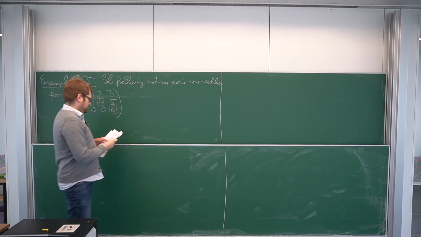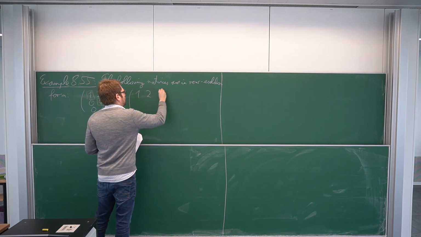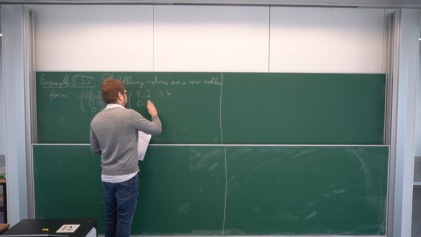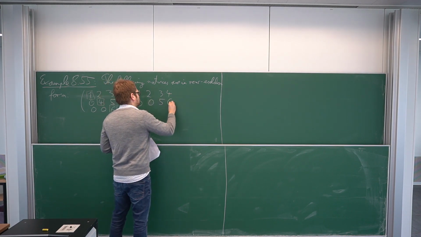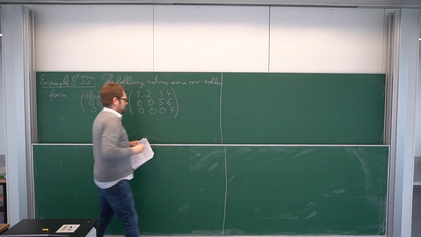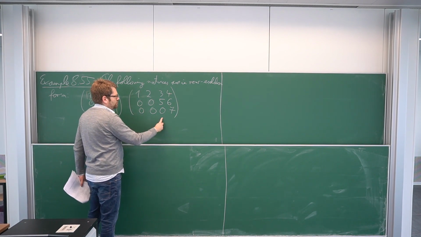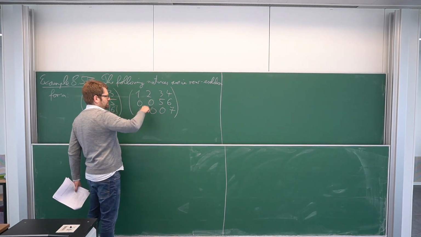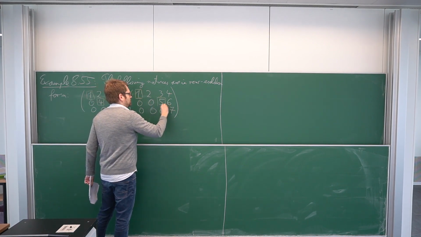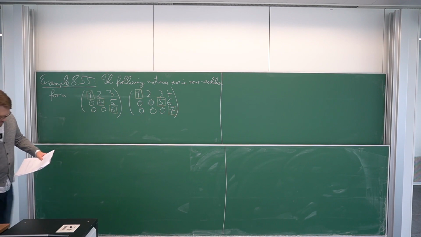Now, next one, slightly bigger. 1, 2, 3, 4, 0, 5. Oh no, I have it differently. Let's do it like this. 0, 0, 5, 6. 0, 0, 0, 7. Here now the first column index of the pivot is 1. Here we have 3, and here we have 4. So there's now no pivot in column 2, and the pivots are this, this, and this, 1, 5, 7.